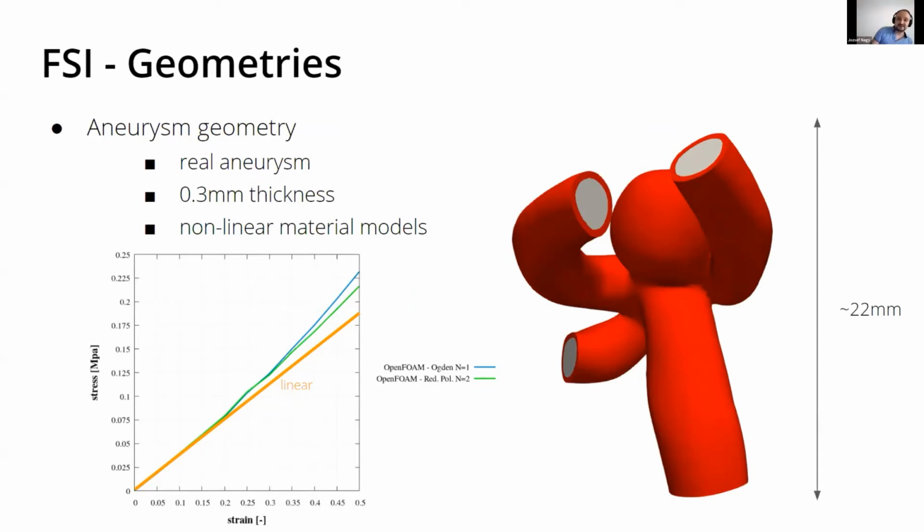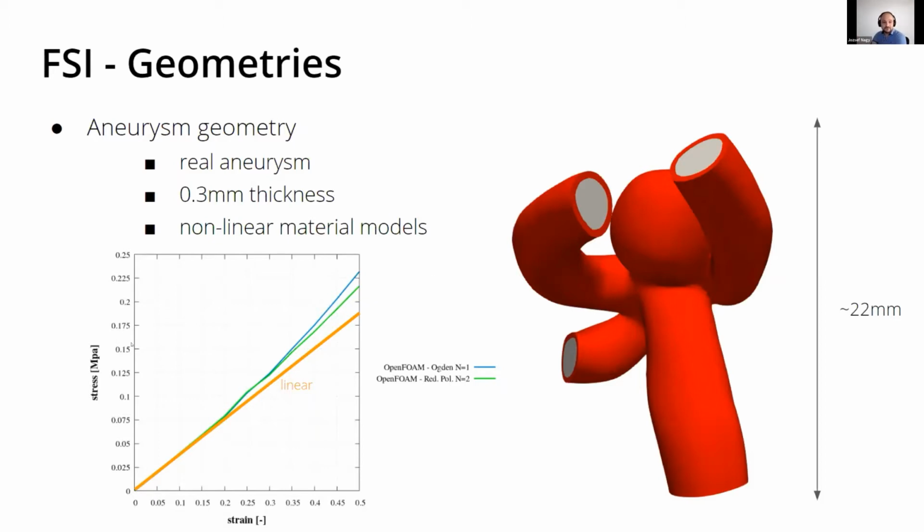And as you can see here in this graph, we use the Ogden as well as the reduced polynomial model for the simulation here, and also the linear model. And as you can see, after a strain of approximately 20%, the linear model fails to describe correctly the model. The reduced polynomial and the Ogden model were fitted from experimental data. So those are describing the material behavior better.